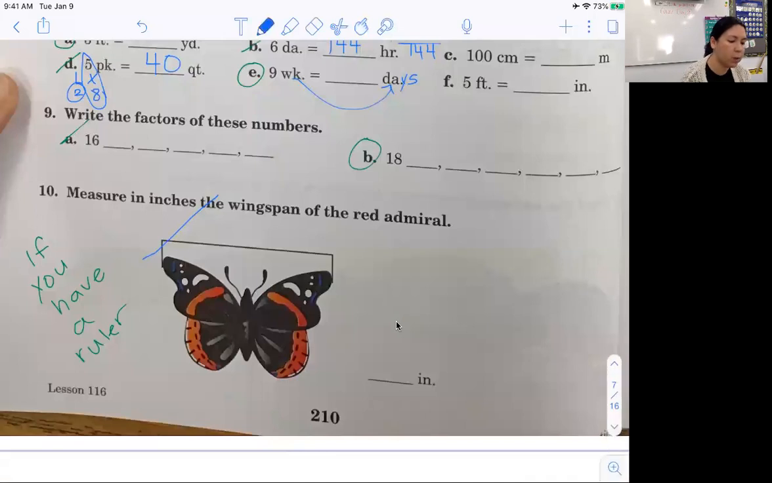All right, so on this one, I'm going to do it real fast. I'm finding the factors for 16. So 1 times 16 makes 16. 2 times 8 makes 16. And 4 times 4 makes 16. You're going to do the exact same thing here for 18. All right, friends. So you are going to do letter B on your own. If you have a ruler, awesome. Try to measure how many inches long that butterfly is.